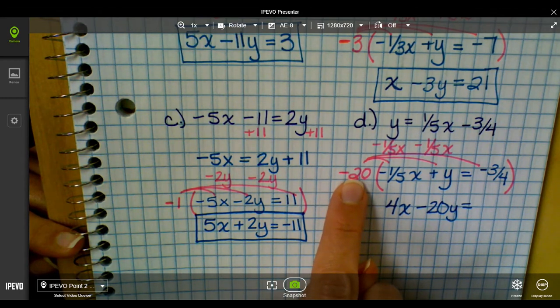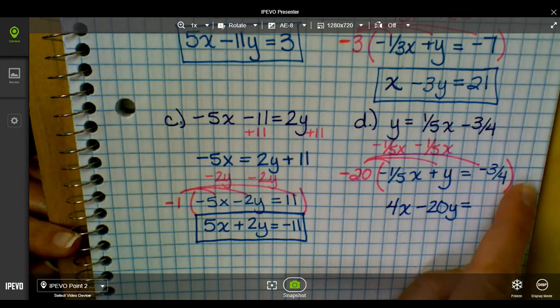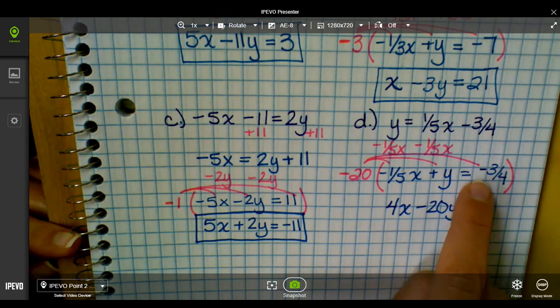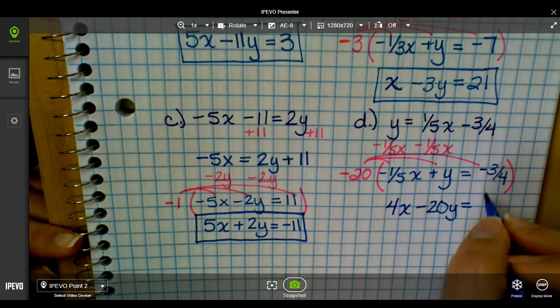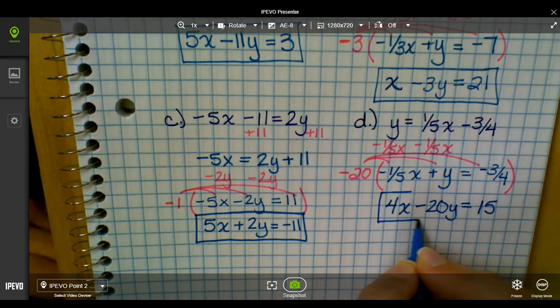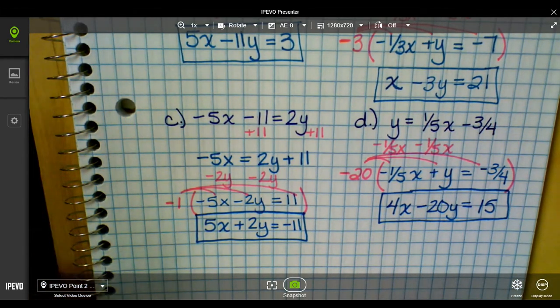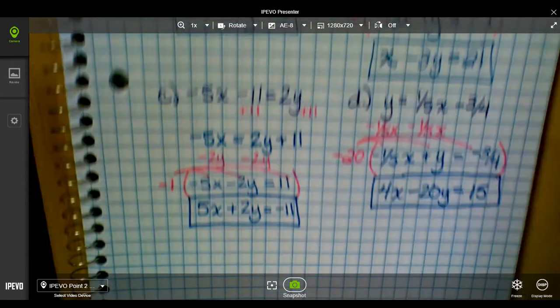So negative 20 divided by 4, that is negative 5. Then I'm going to multiply it by the numerator. Negative 5 times negative 3 is positive 15. And now all of my numbers are integers and my a is positive. So that's my whole thing.